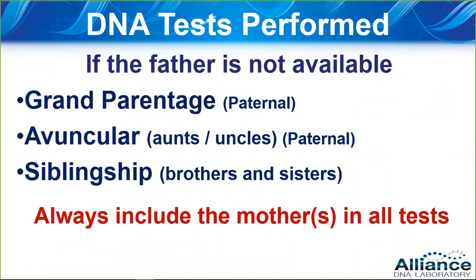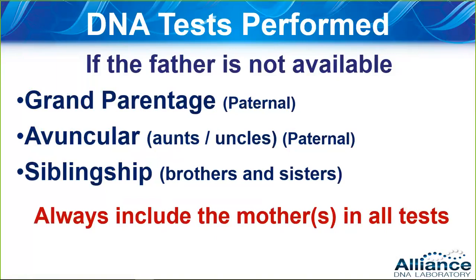If the mother or the father is not available, we have numerous options for testing. So we can test the grandparents. Now keep in mind, if the father's not available, we always want to test the paternal side, or the father's side, which would be his parents. That's considered the paternal side. So we would test the grandmother or the grandfather, which would have been the father or mother of the deceased or the father that's not available.